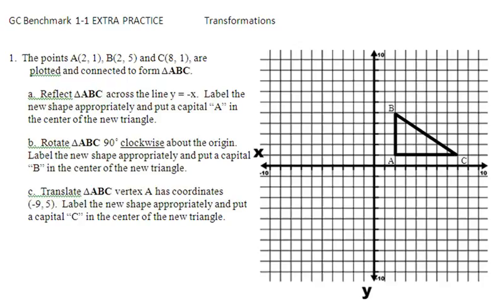Geometry benchmark 1-1 is on transformations. The first problem asks us to reflect triangle ABC across the line y equals the opposite of x. Well, y equals the opposite of x.